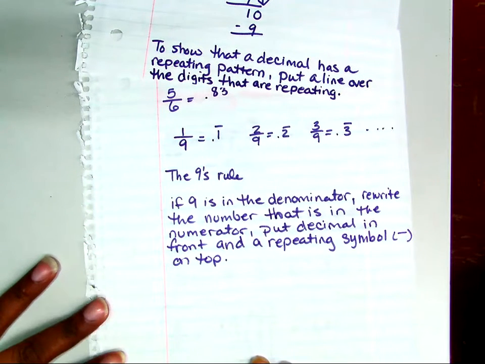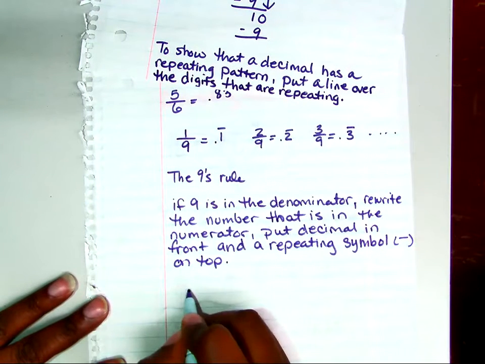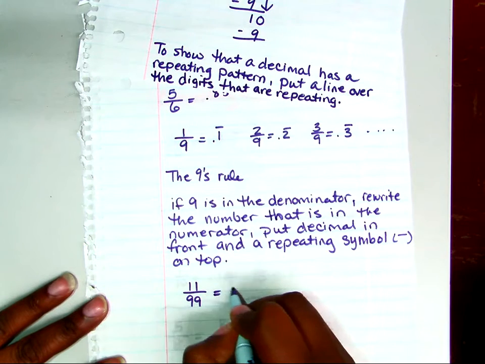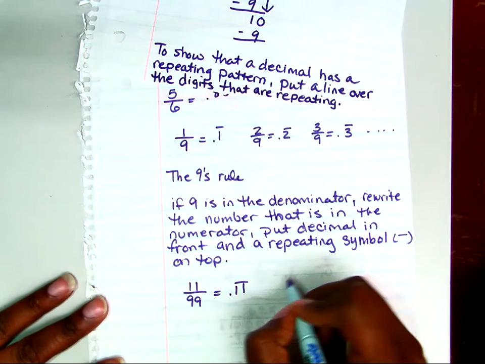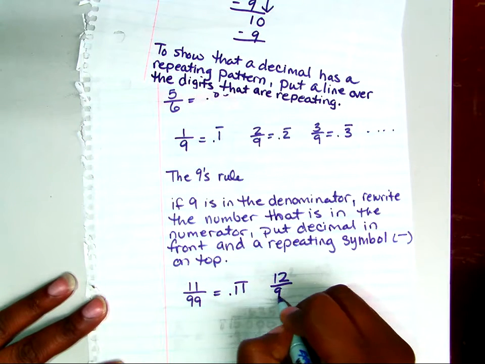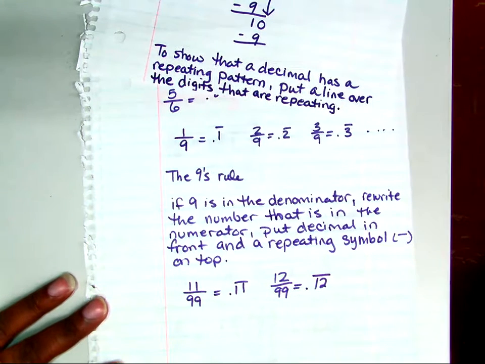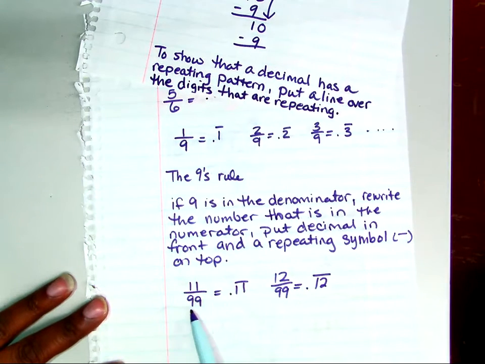Okay? And this 9s rule goes for anything. If it's 11 over 99, I'm going to take that 11, put a decimal with the repeating. If it's 12 over 99, I'm going to write 12, put a decimal, and repeating. So if it's one 9, one number is repeating. If it's two 9s, two numbers are repeating. Three 9s, and so on and so forth.